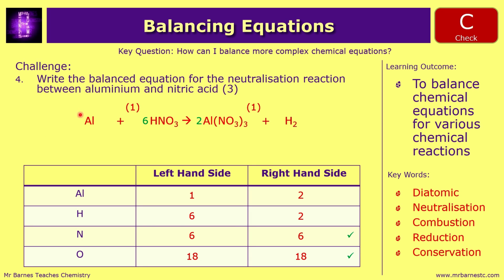So the next task is to sort out either the aluminium or the hydrogen. Doesn't matter which. In this case I'll go with the hydrogen. I have 2, I need 6, so I times it by 3, and that's balanced. And then finally aluminium, I've got 1, I need 2, so I times it by 2, and that's my balanced equation, and that's my third mark.